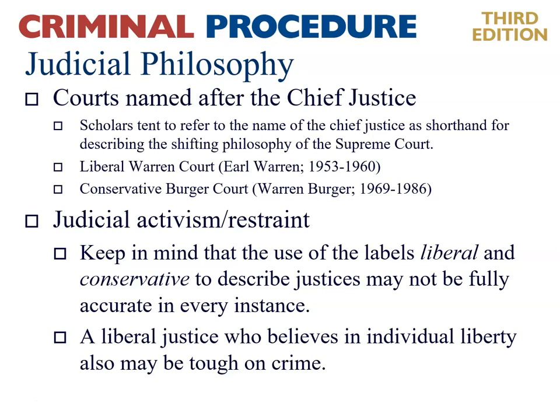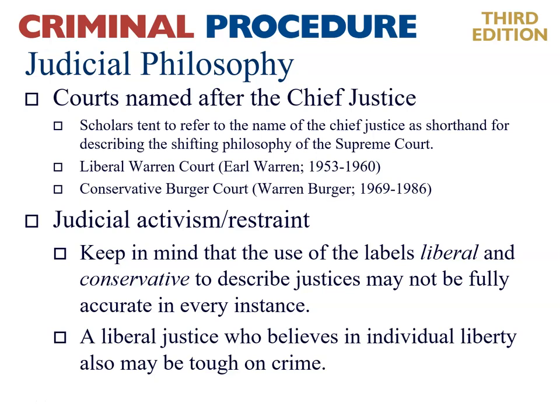And some courts are even named after the Chief Justice. Scholars tend to refer to the name of the Chief Justice as shorthand for describing that shift in philosophy of the Supreme Court. An example would be the Warren Court. This was the liberal Warren Court. Instead of citing the dates when the court was in and all those people in it, people would refer to it as the Warren Court, meaning it was liberal, or they would say the Burger Court, meaning that it was more conservative, and that was when Warren Burger was the Chief Justice.